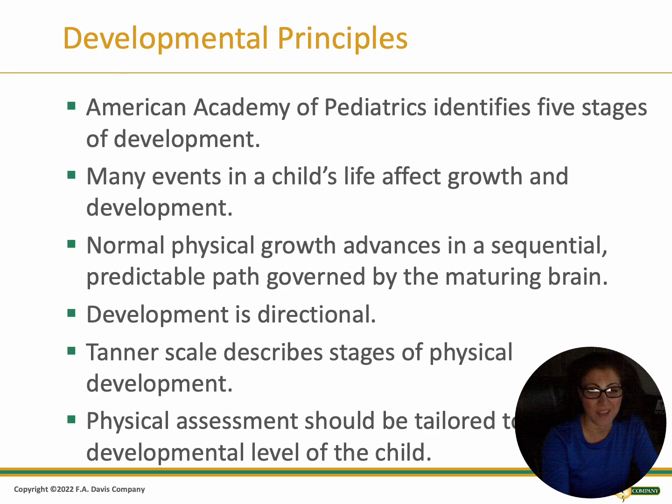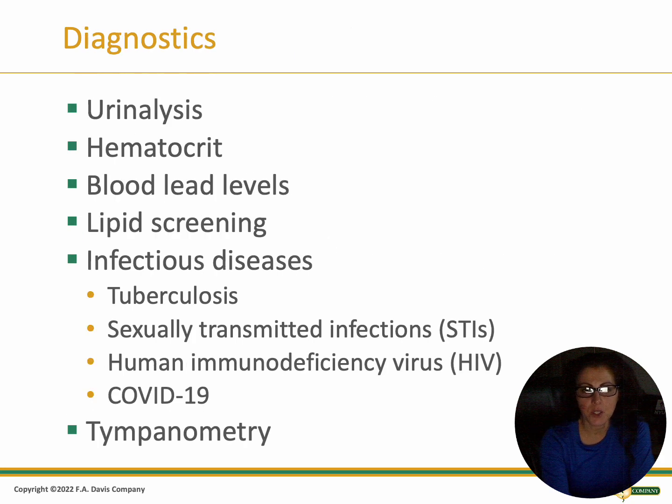Normal physical growth advances in a sequential and predictable path. Development is directional, and the Tanner scale is what is used to describe their stages of physical development. All children and adolescents follow the Tanner stages, but at paces of their own. Diagnostics include a urinalysis to identify infection and hydration status, hematocrit to determine if they're anemic, blood levels, lipid screening, infectious diseases, and tympanometry.